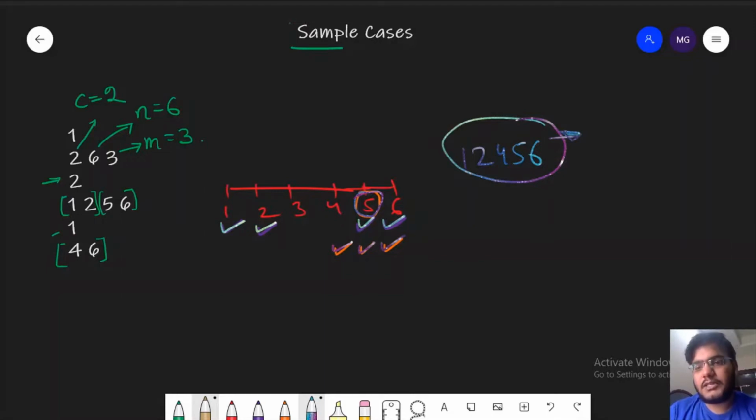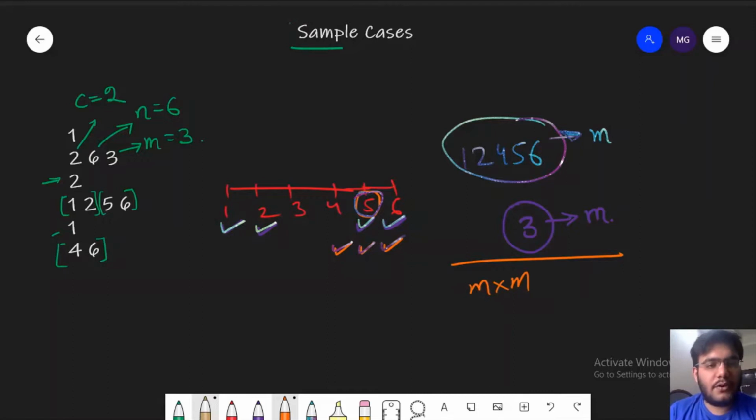The number of options for this particular choice is m, because they can choose out of the total m possibilities for the color of the shirt. And the remaining student, student number 3, also has m choices in order to choose which color shirt he wants to wear. So the total number of possible cases is m into m, and as here the value of m is 3, we have 3 into 3, which is 9.